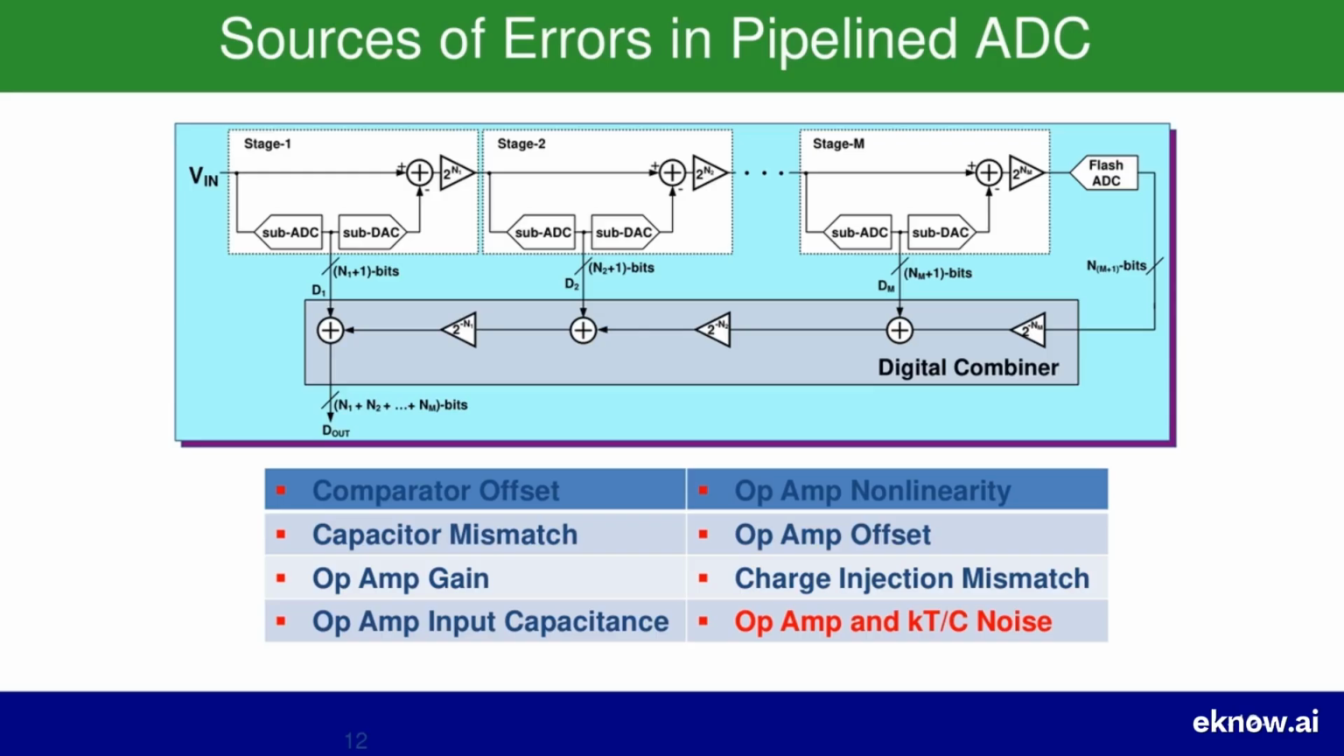This noise is unavoidable and sets a fundamental limit on the precision or signal-to-noise ratio of our ADC. As the name suggests, it's related to the capacitance C. Using larger capacitors can reduce this noise, but that comes at the cost of more power and larger chip area. This list covers the main challenges in designing a high-performance pipelined ADC. In the next few slides, we'll dive into each of these error sources in more detail to understand exactly how they affect the ADC's output and what design techniques we can use to mitigate them.